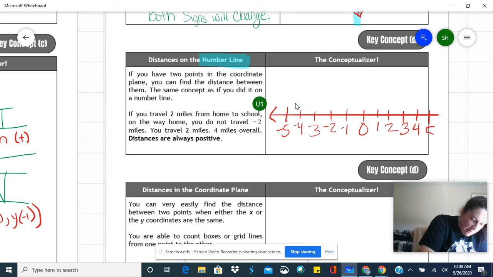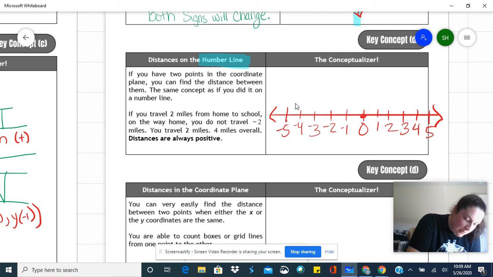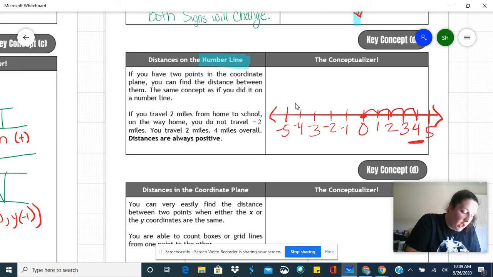Right, so there's my number line, -5 to 5. If you were to travel 2 miles from home to school, on the way home you do not travel negative 2 miles, you travel another 2 miles, right? So home is 0 miles. You're traveling 2 miles to school, and then you're traveling 2 miles home to get a total of 4 miles. That is your distance. Distances are always positive.